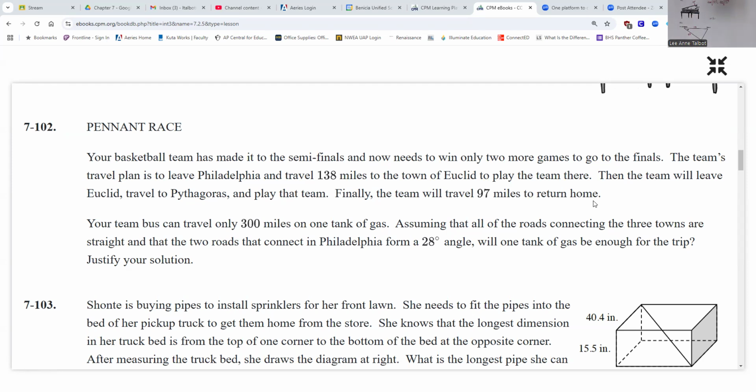Oh, man, the CPM book thinks that they're just hilarious here. Your team bus can travel only 300 miles on one tank of gas, assuming that all the roads connecting the three towns are straight and the two roads that connect in Philadelphia form a 28-degree angle. Will one tank of gas be enough for the trip? Justify your solution.